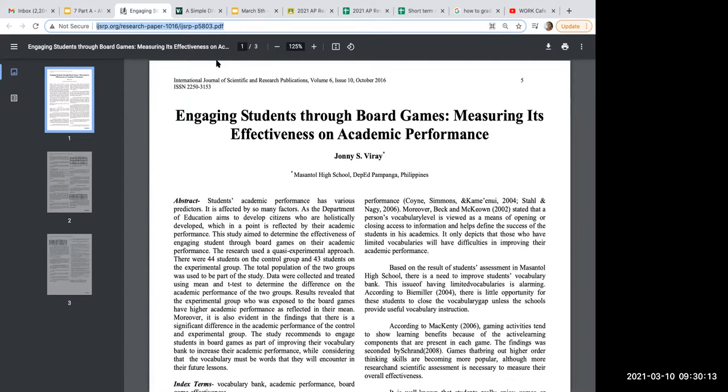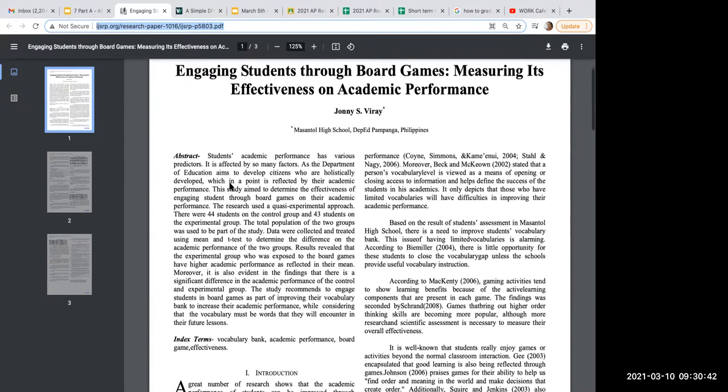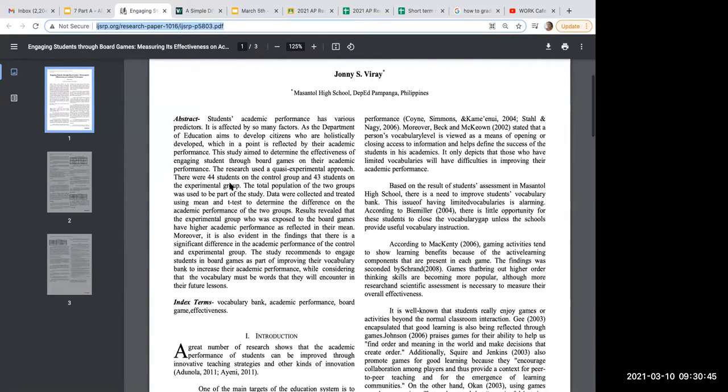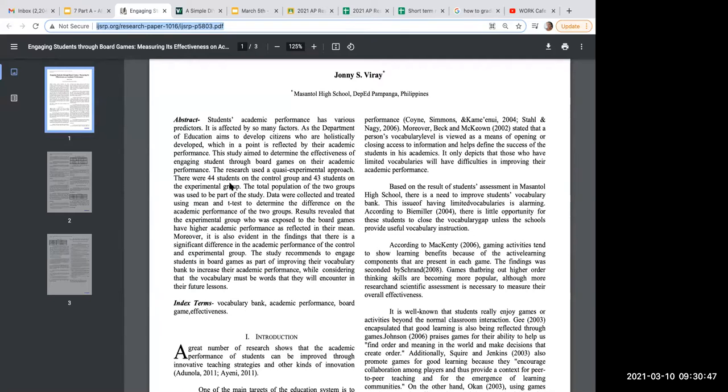It's by Joni S. Vire, and the title is Engaging Students Through Board Games, Measuring Its Effectiveness on Academic Performance. Thank you. And which journal does this come from? It comes from the International Journal of Science and Research Publications. It's the 6th volume. Thank you. Great. So can we have another volunteer to read us the abstract here so we get a summarized version of the paper?